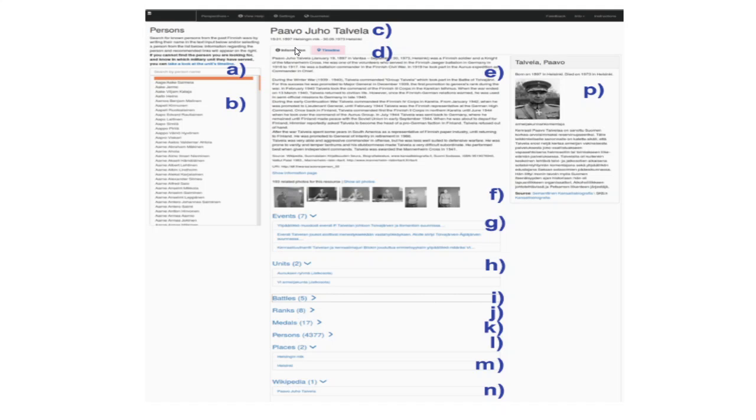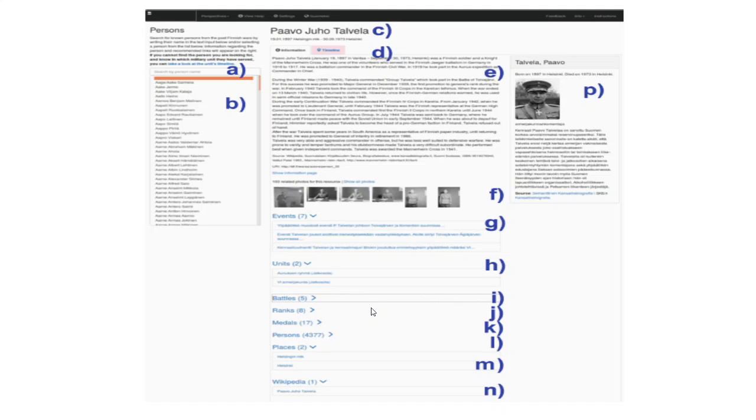C shows the name of the personnel. D shows that we can shuffle between the description of that person and the map timeline of that person. E shows the description of that person. F shows photos related to that person. G shows the events which the person participated in. H shows the units he was a part of. I shows the battles he was part of.